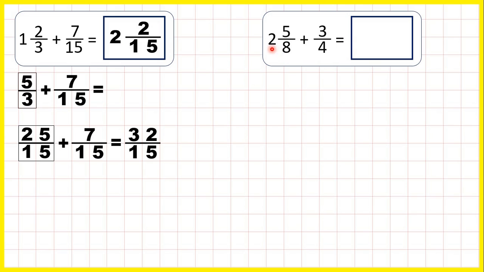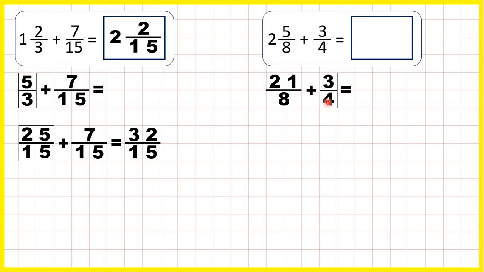Now we have 2 5/8 plus 3/4. So as an improper fraction, 2 5/8 is 21/8, because 2 times 8 is 16, plus 5 is 21. The denominator stays the same. We're adding 3/4, but to add fractions we need the denominators to be the same.